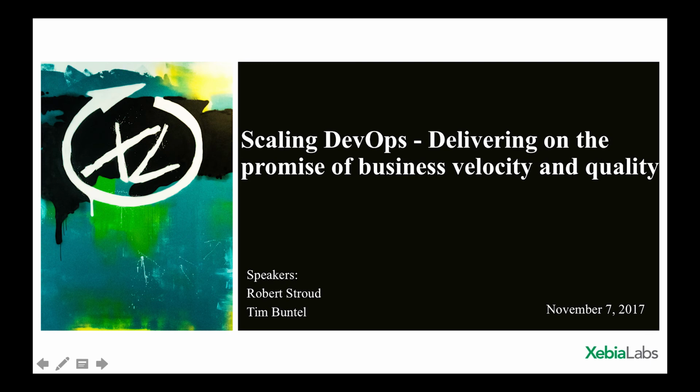So today, we've been having a lot of conversations over the last couple of months about scaling DevOps. So we're going to go really deep on that conversation today, specifically looking at business velocity and quality.